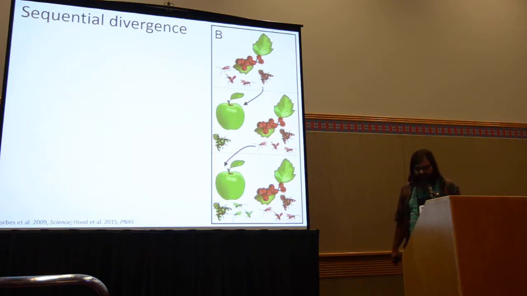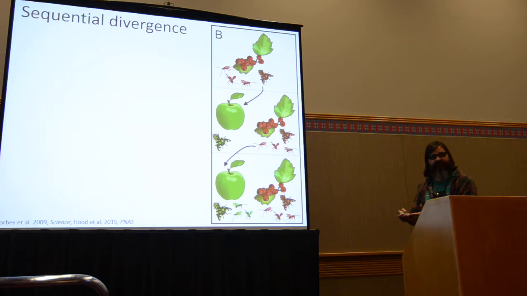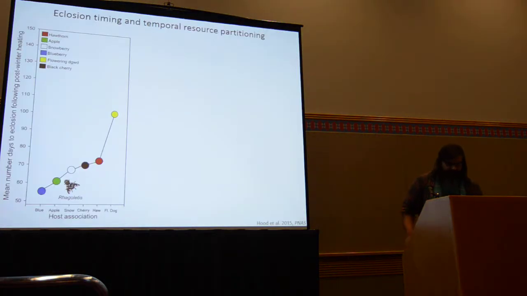We previously showed that as the flies diverge and switch to new host plant habitats, this creates opportunities for this entire community of parasitic wasps that are attacking the flies to diverge in parallel. It's this idea of multiplicative sequential divergence. As one fly shifts to a new host plant, the entire community diverges in parallel.